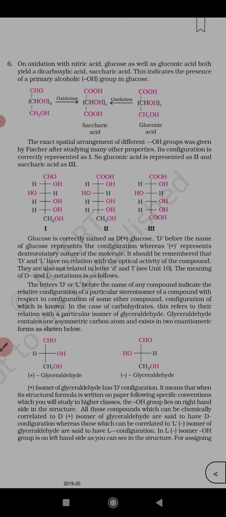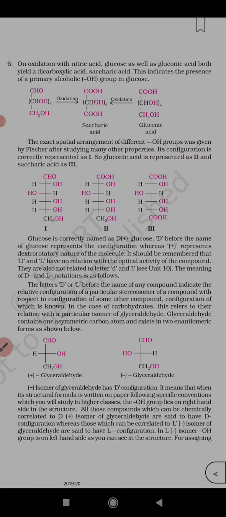Glucose as well as gluconic acid both yield a dicarboxylic acid on oxidation with nitric acid. If you take nitric acid, glucose as well as gluconic acid both yield a dicarboxylic acid, that is saccharic acid. This indicates the presence of a primary alcoholic OH group in glucose.